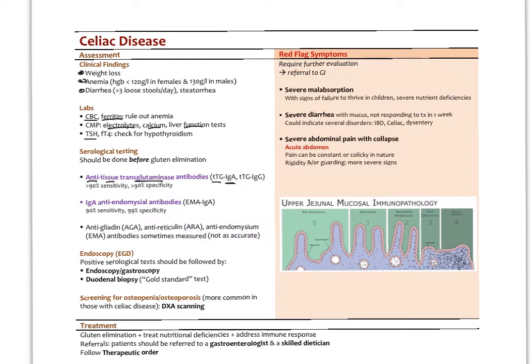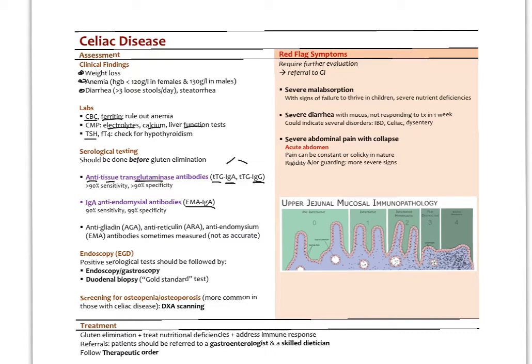Now, a lot of people over time get deficiency of IgA, and so this test won't be accurate. So then we measure the IgG. So we usually do a panel where we measure both of these. Sometimes we just measure IgA separately to see if that's being hyposecreted. The second test would be the IgA anti-endomysial antibodies, so EMA-IgA. Again, that's only going to be accurate if there's adequate IgA.